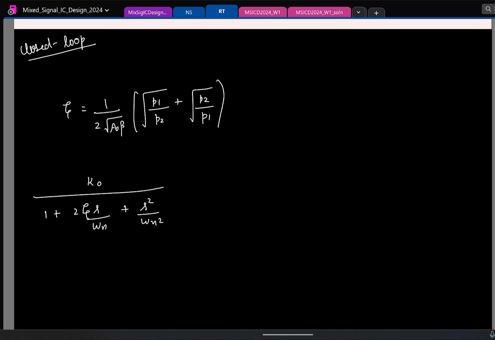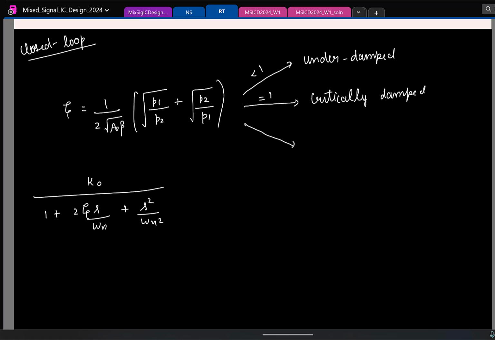Okay, so one is less than 1. And what is that called? Underdamped. Let's say it's equal to 1. What is it called? Critically damped. And if it's greater than 1, overdamped. Great.